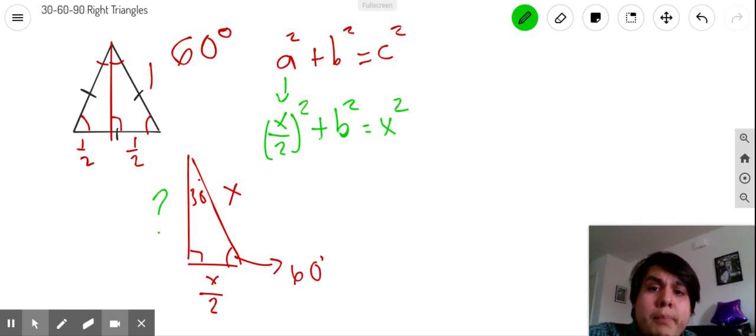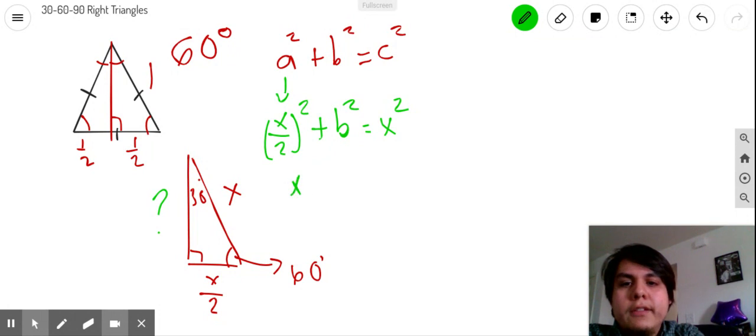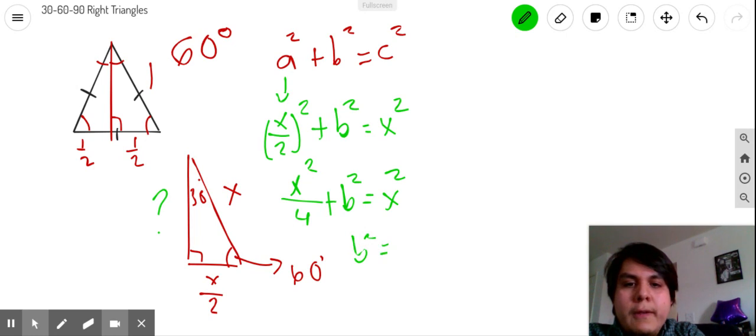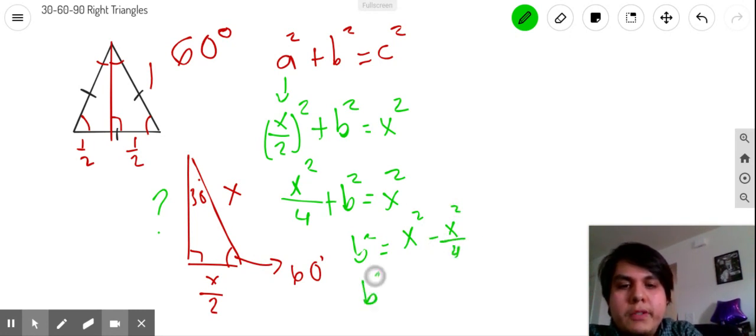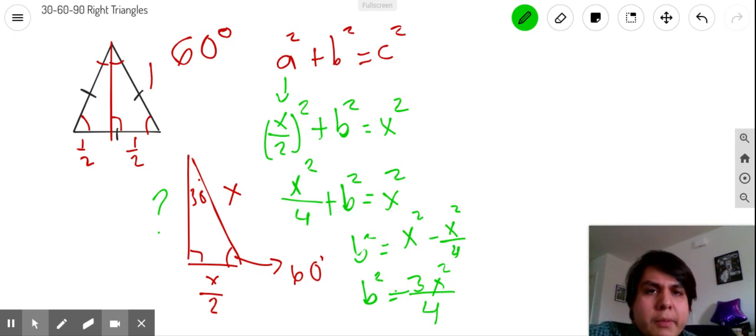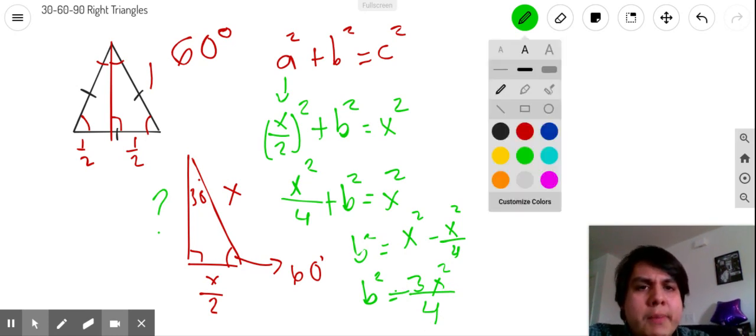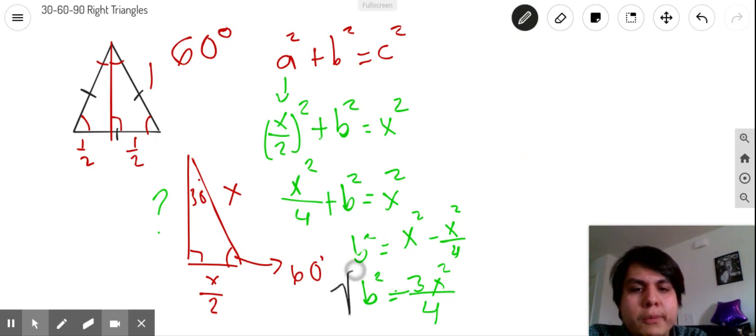So my goal is to solve for b. I'm going to have x squared over 4 plus b squared equals x squared, which means b squared should equal x squared minus x squared over 4, aka b squared should equal 3x squared over 4, right? This just becomes a problem of fractions. My end goal is to figure out what b is, so I need to take the square root on both sides.